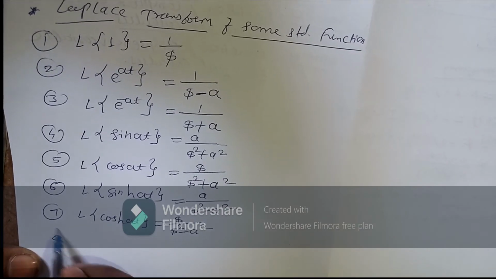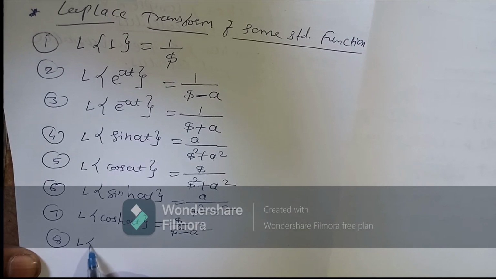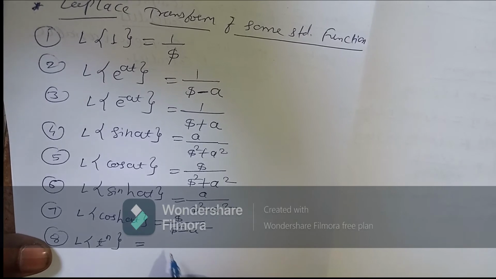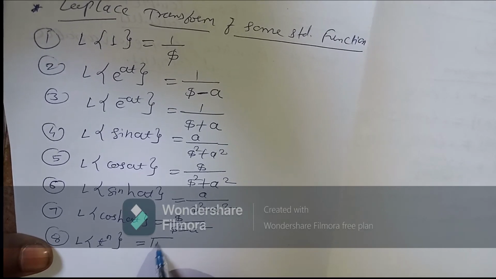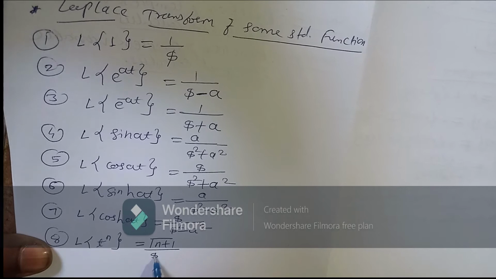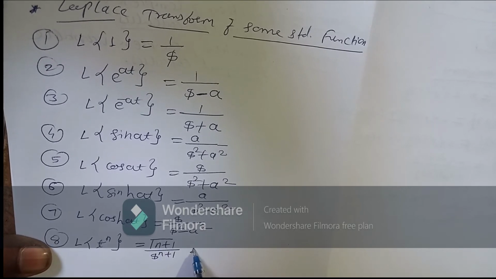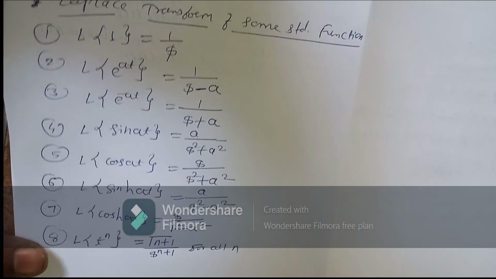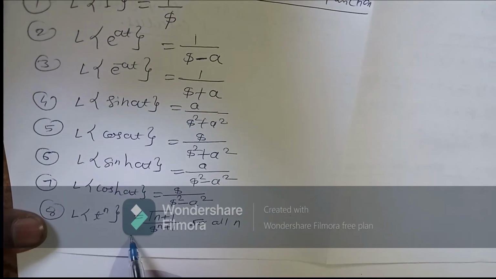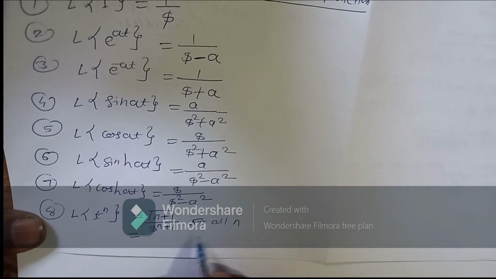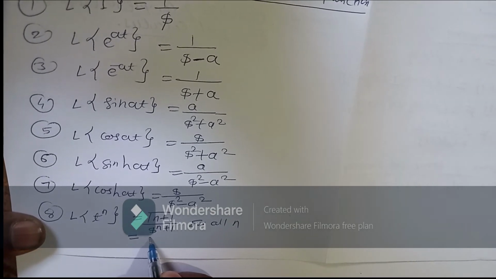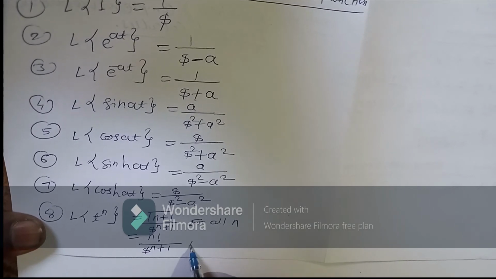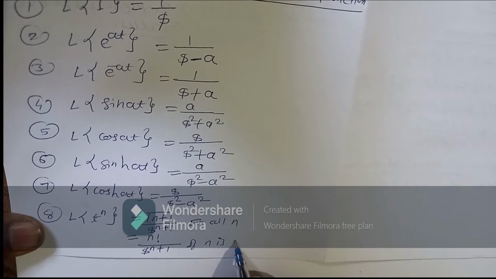Now formula number 8 is a little bit different. Laplace transform of t raised to n is equal to, actually there are three formulas. So the general formula is gamma n plus 1 upon s raised to n plus 1. This is for all types of n, for all n. But if the value of n is a positive integer, then we can write this as n factorial upon s raised to n plus 1 if n is a positive integer.